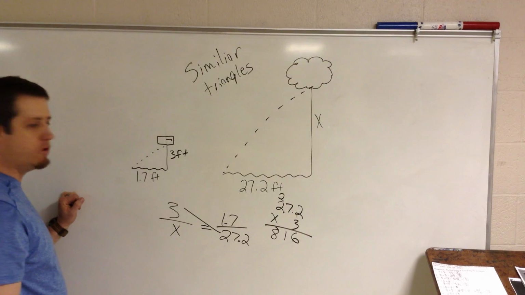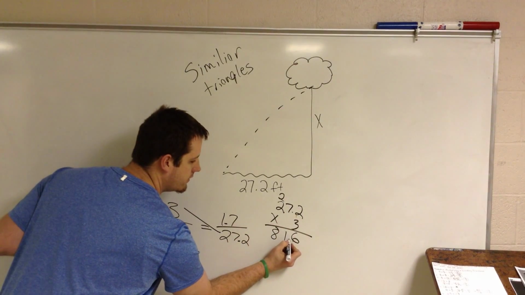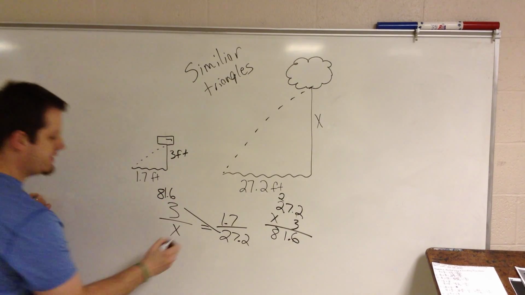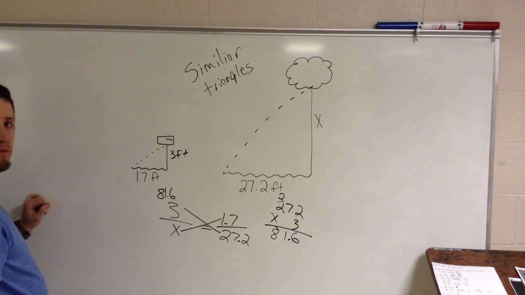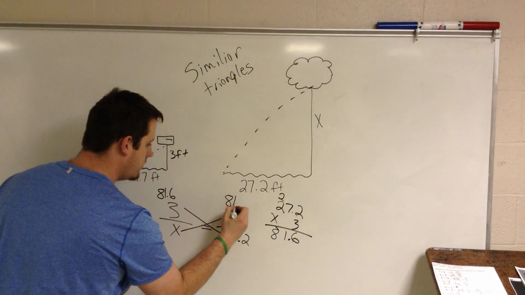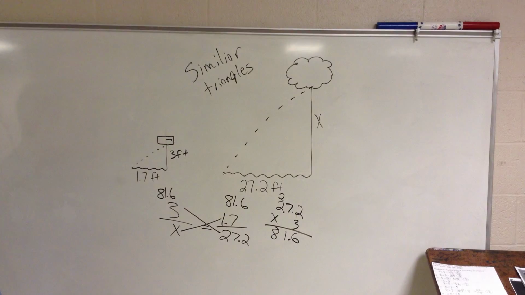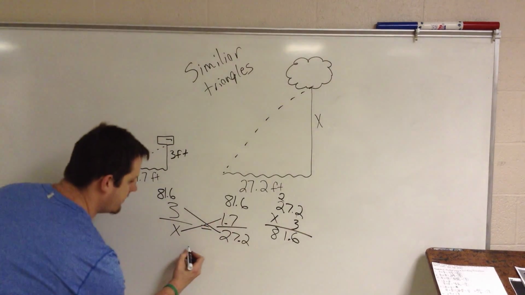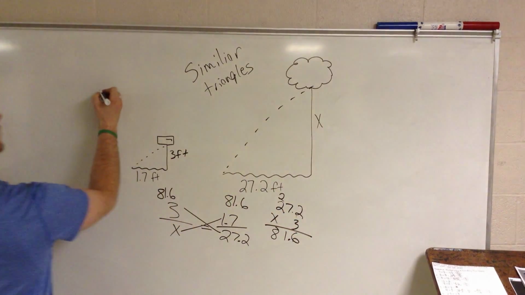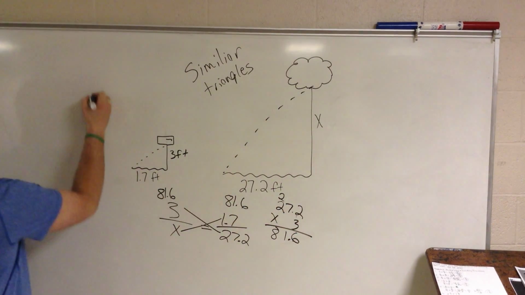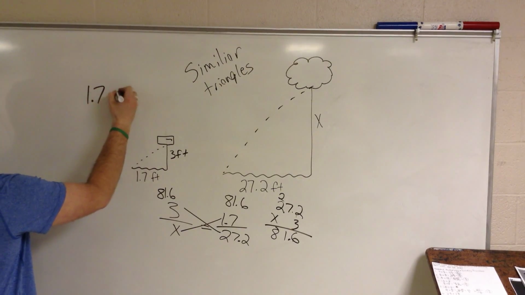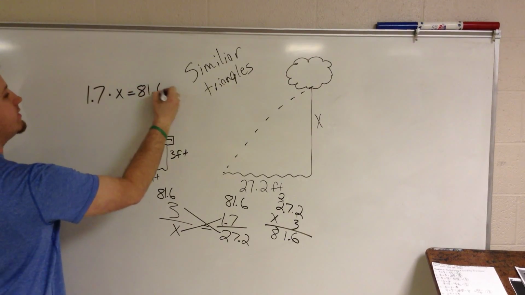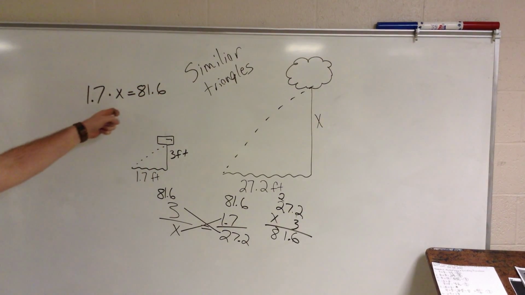How many numbers behind the decimal? 1, as I go over once. So 81.6. What does that mean this has to be equal to? 81.6. Now what's the equation that I set up? My little math problem that I'm going to solve. Let me put that over here so we don't run out of room. We end up with 1.7 times x equals what? 81.6.